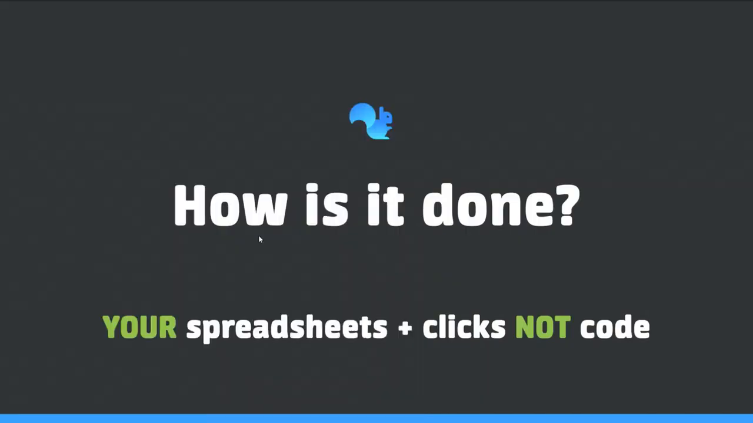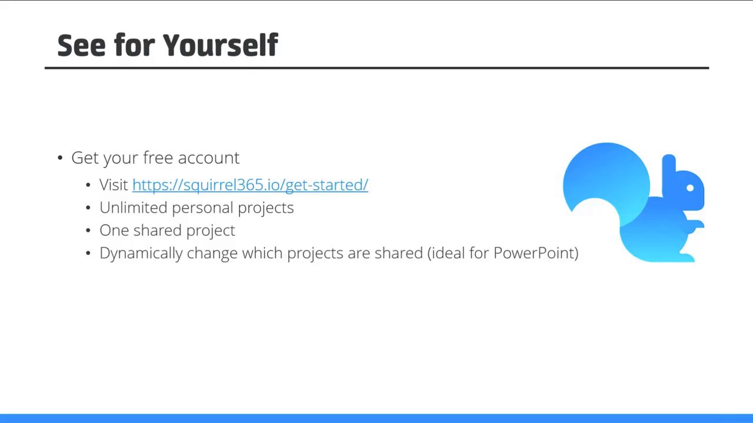So that's how it's done. Your spreadsheets with clicks, not code. It couldn't be any easier, and it builds on the skills you already have, the spreadsheets you already have. You can start from scratch in your spreadsheet, create a new one entirely inside Squirrel, or you can create it in Excel or Google Sheets, or you can just take ones that you already have. They're all compatible with Squirrel.